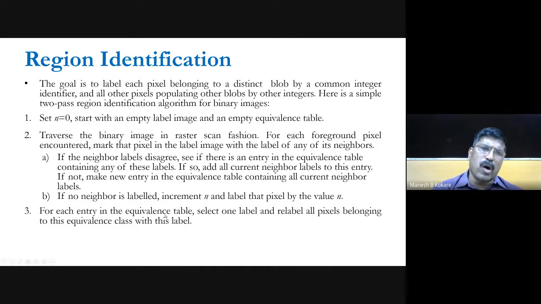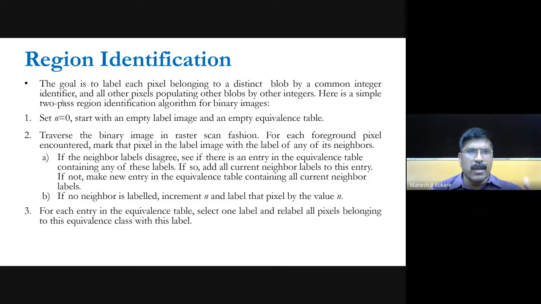So this is the algorithm for region identification. The goal is to label each pixel belonging to the distinct block by a common integer identifier. For example, if a region has the same intensity, we'll assign it a number, like for this first region, and then after that there is a gap, and then another region starts, so we'll assign that another region a second number or second nomenclature.